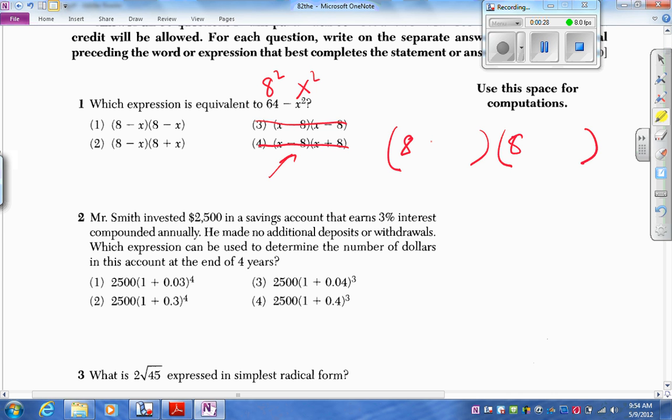And because it's got a minus, we have to do plus and we have to do minus. And then obviously the x's come first. The only way to get a negative x squared is a positive times a negative. So you choose choice 2.